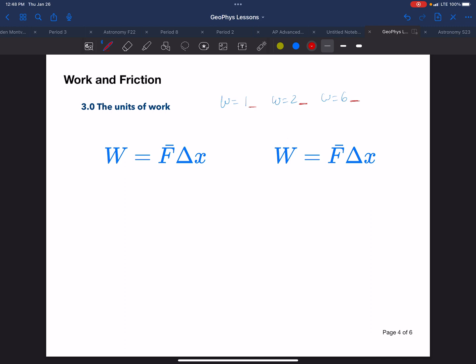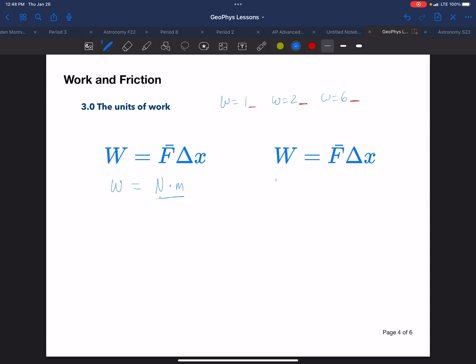The simplest thing we can do with any formula to figure out the units is just put units into the formula. So we can say the work is force times change in position, and we know force has units of newtons, and the change in position has units of meters. So the units of work are newton meters.